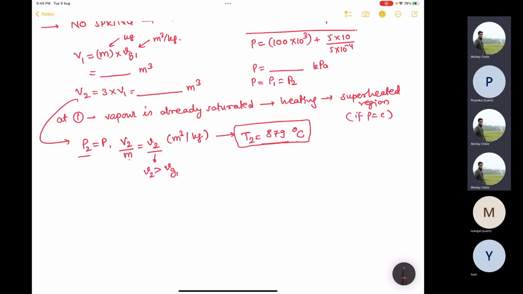So yeah, that's one type of problem you will get. And one more thing is, to get T2, many times you need to use linear interpolation. Why? Because in steam tables, values are discrete.